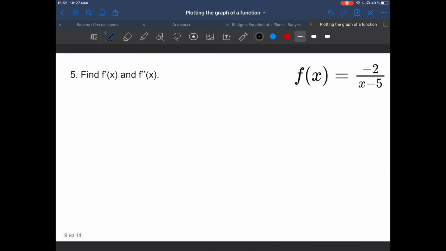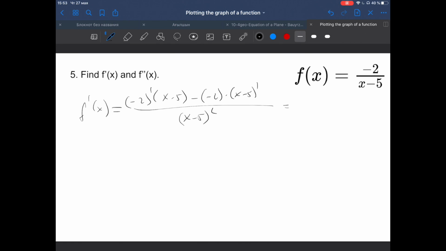Next, fifth one, we need to find the derivative, the first derivative and the second derivative. Okay, let's find the first derivative, f prime x. We can use here quotient rule. It means minus 2 derivative multiplied by x minus 5 minus 2 multiplied by x minus 5 derivative divided by x minus 5 squared.